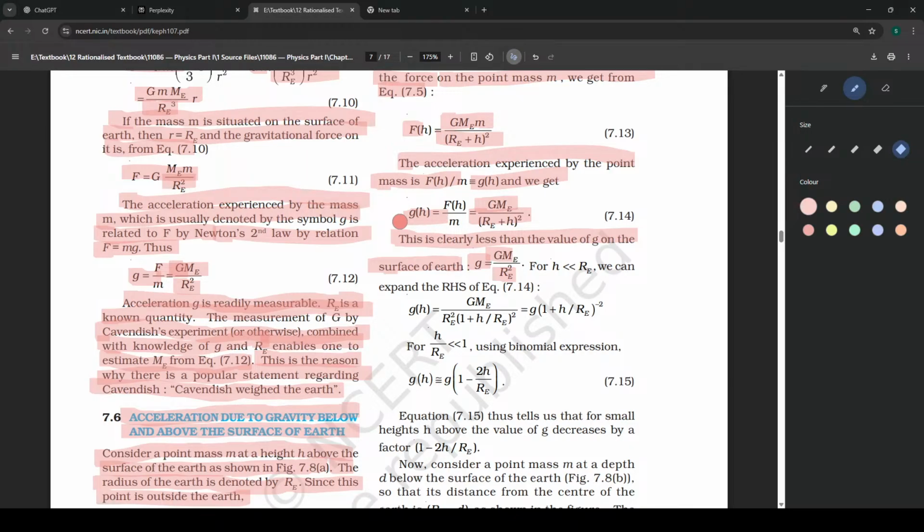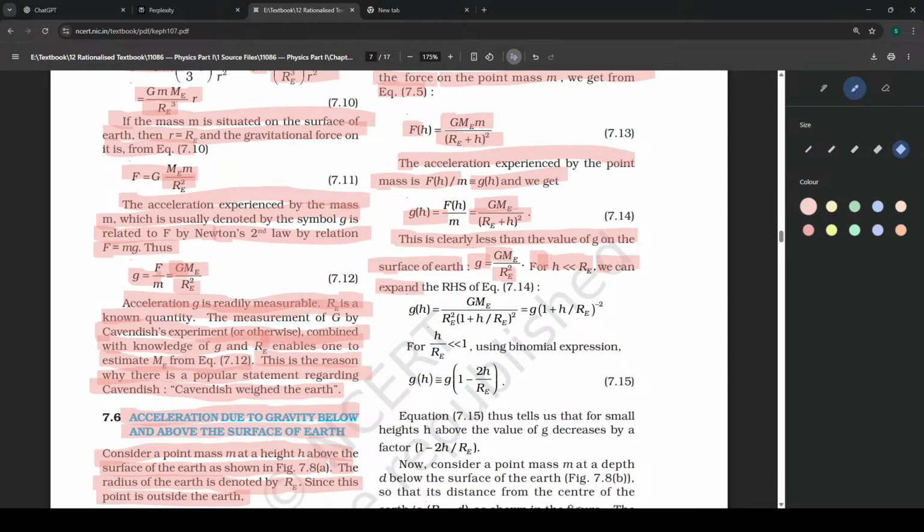When we consider an approximation, let's assume there is a table and we have a rock over the table. As the table's height compared to the radius of the Earth is very small, we can neglect it. We can neglect the small difference in height and take g as the normal Earth value at the surface. That is what they mentioned: g is equal to GM_e by R_e square for h very small compared to the radius of Earth.